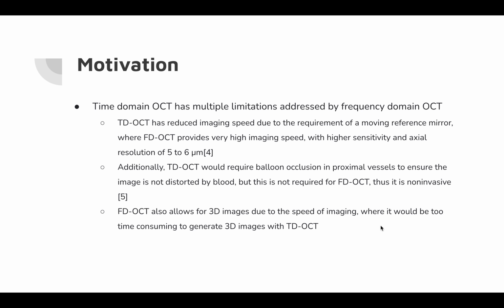Second-generation OCT development was motivated by limitations of time-domain OCT, primarily slow imaging speed. Time-domain OCT involves a moving reference mirror to get depth data. However, Fourier domain OCT eliminates this, providing very high imaging speed with higher sensitivity and axial resolution of 5 to 6 micrometers. Additionally, time-domain OCT would require balloon occlusion in proximal vessels to ensure the image is not distorted by blood, but this is not a requirement in Fourier domain OCT, thus it is non-invasive. Lastly, Fourier domain OCT allows for three-dimensional images due to speed of imaging, as it would be too time-consuming to generate 3D images with time-domain OCT.